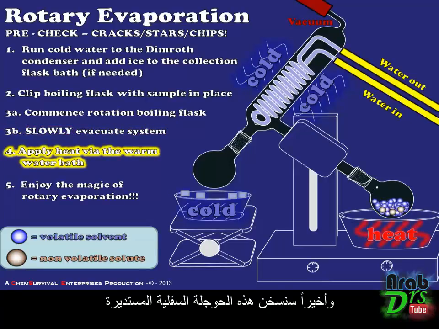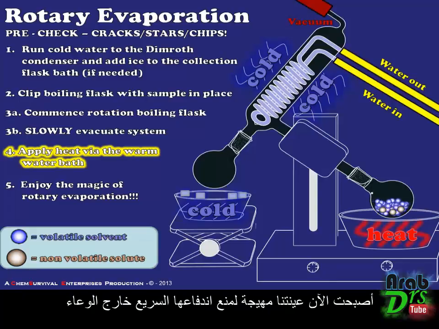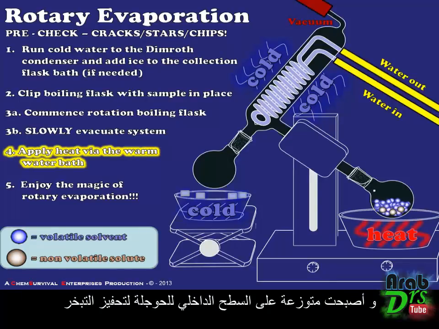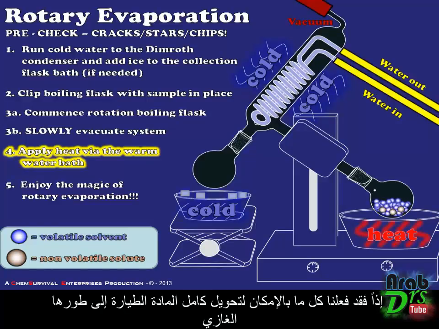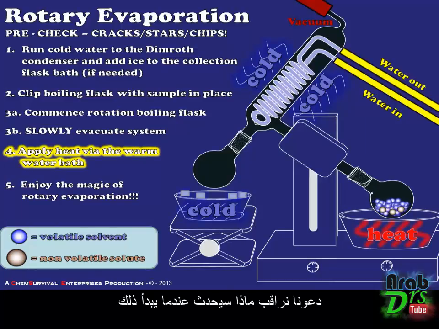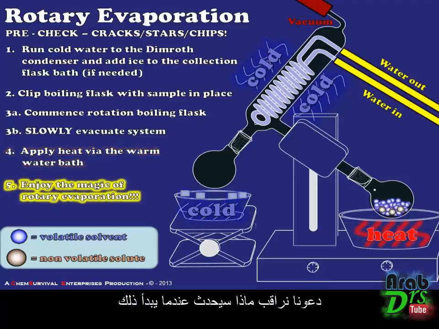Finally, we're going to apply heat to that round bottom flask. So now we have our sample being agitated to prevent bumping, drawn onto the walls of the flask to encourage evaporation, evacuated, which encourages evaporation, and being heated, which encourages evaporation. So we've done everything possible to get all the volatile material to go into the vapor phase. So let's watch what happens when that actually takes place.